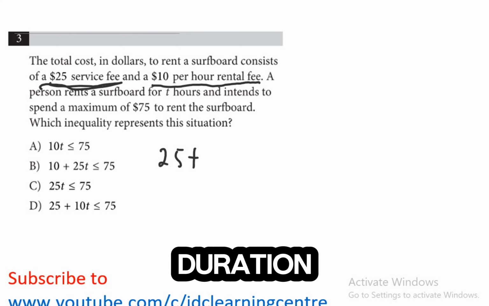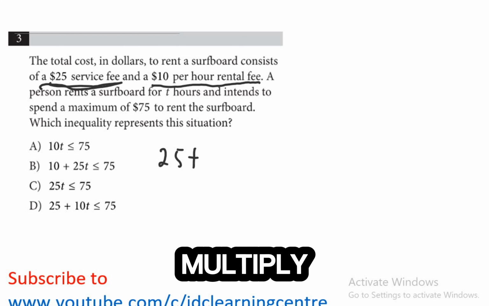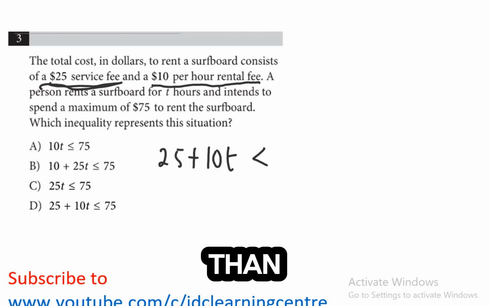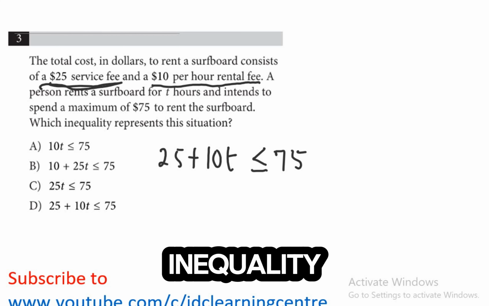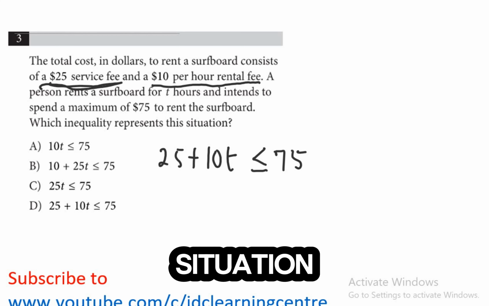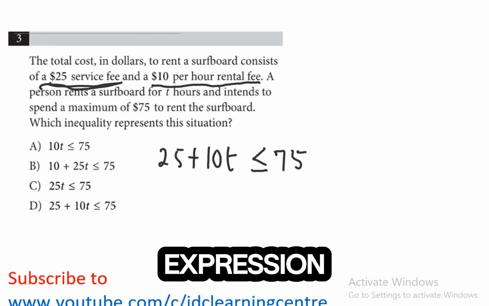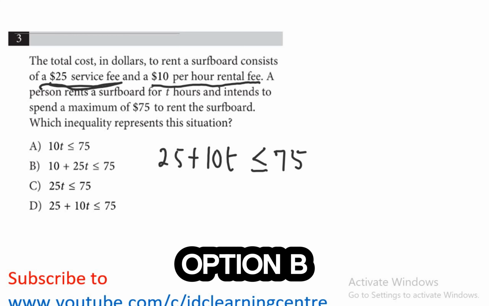So the total duration is T hours. We multiply the rental fee 10 by the number of hours. So we have 10T. Remember, we're told that the maximum is 75. So the inequality that represents this maximum is less than or equal to 75. Are we good? So this is the solution for this inequality to represent this situation. And the option that gives us this particular expression is clearly option B.